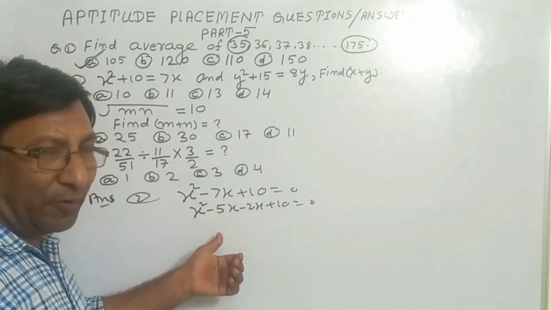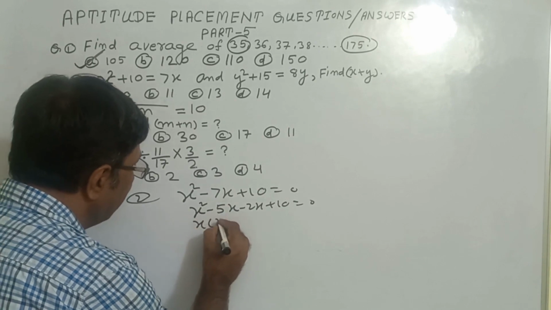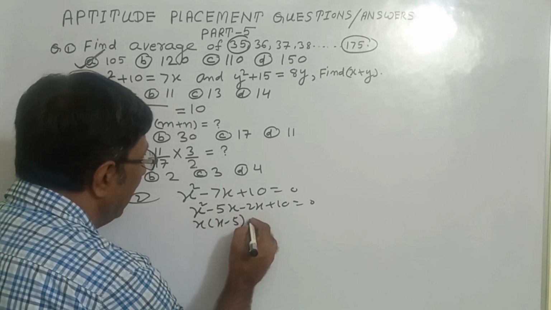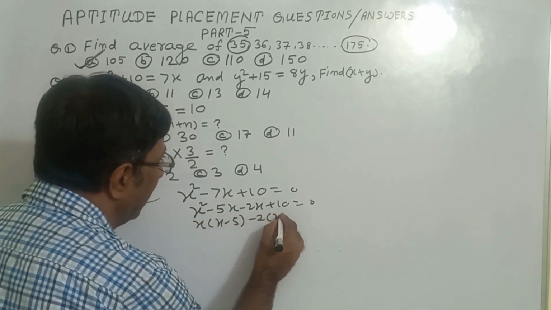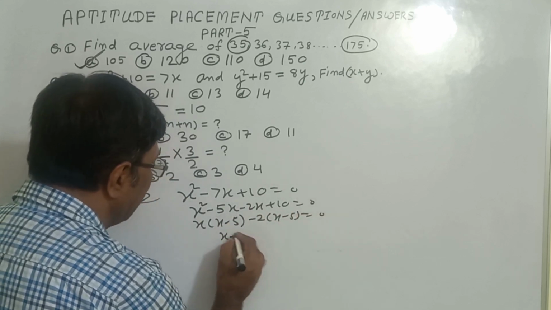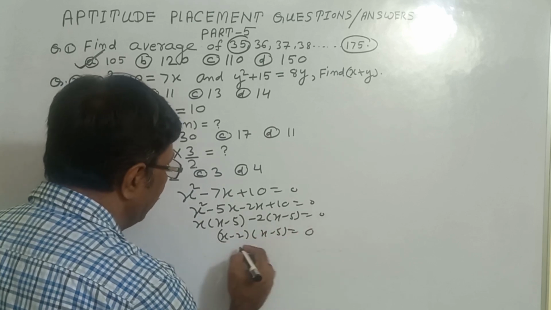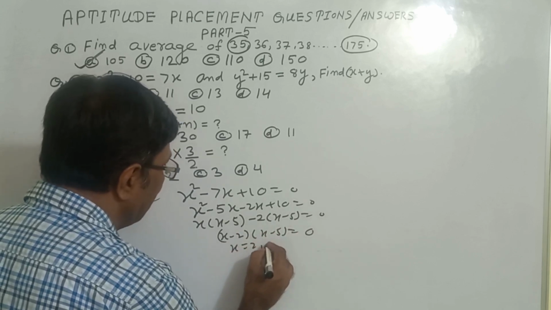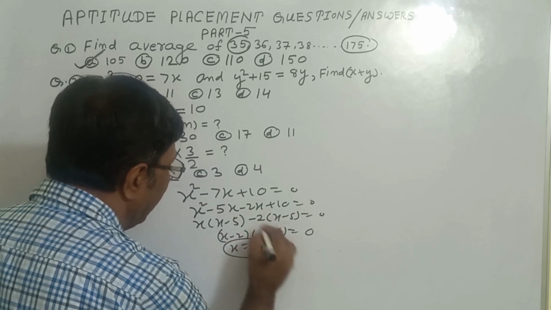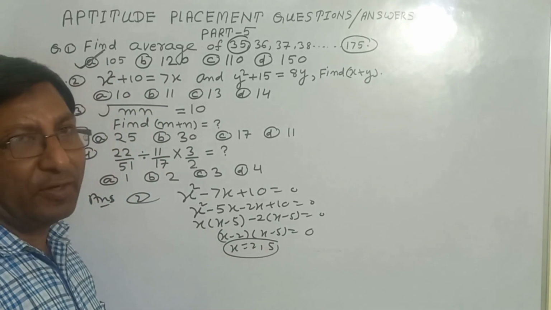But we are solving this question completely. When we take x common, this is x minus 5. When we take minus 2 common, this is x minus 5. So this is x minus 2 and x minus 5 equals 0. So we got two values of x, that is x equals 2 and x equals 5.